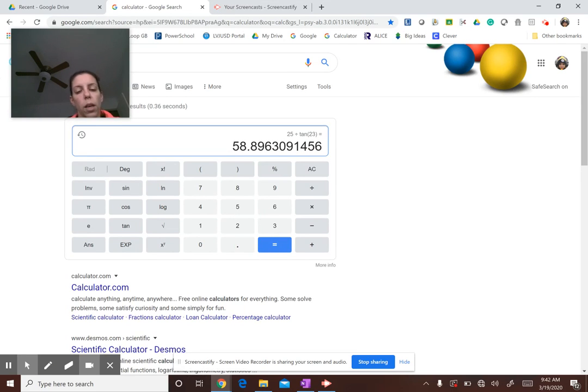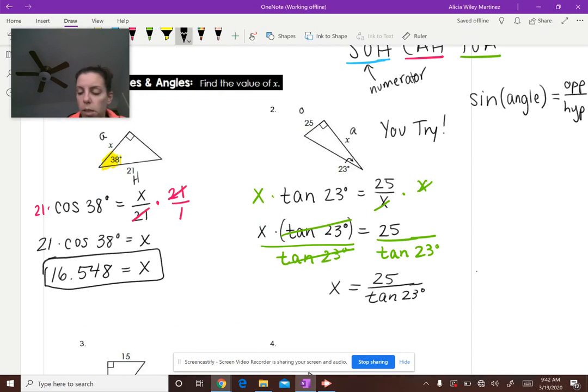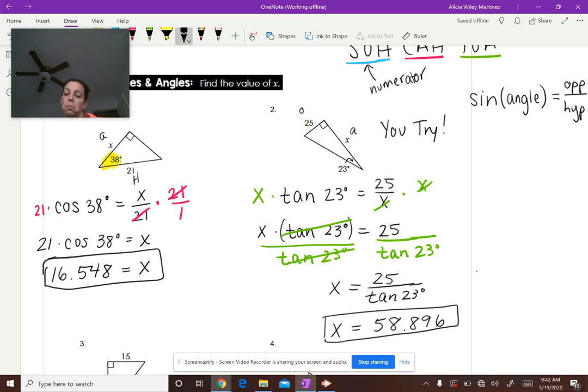Yeah, you could do 58.896, right? So x equals 58.896. And that is your value for x. Right? So there are the types of problems that you would do whenever x is a leg or possibly a hypotenuse. So one of the sides. Okay? Let's switch gears.